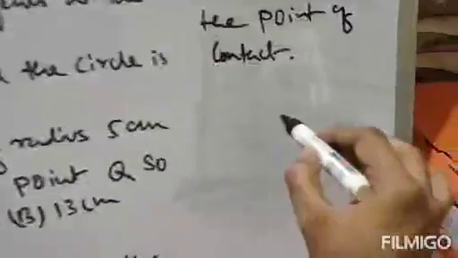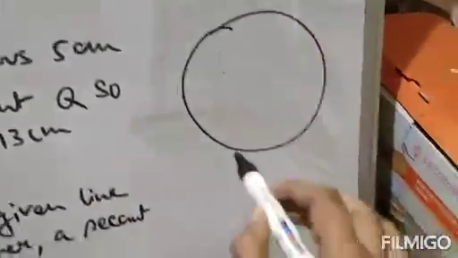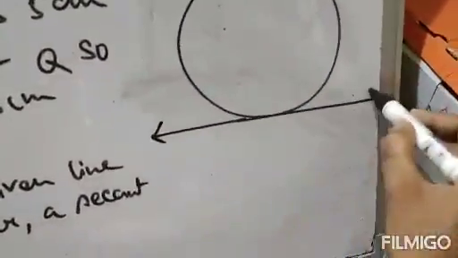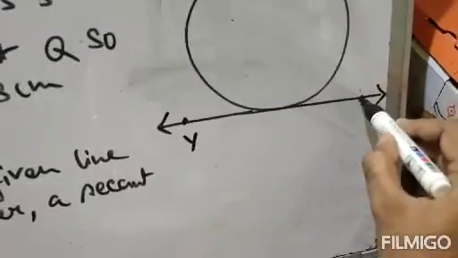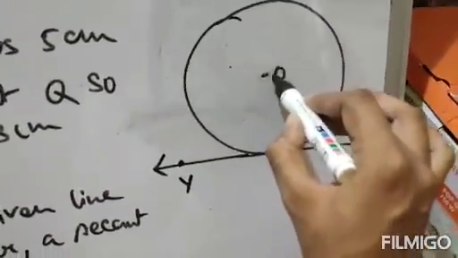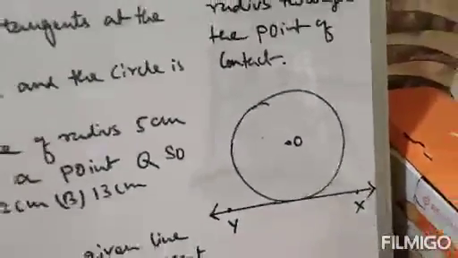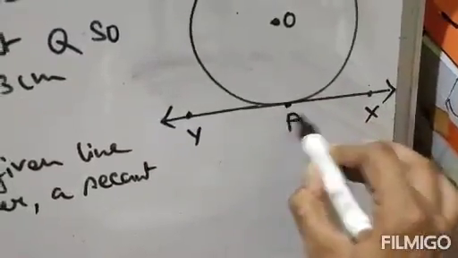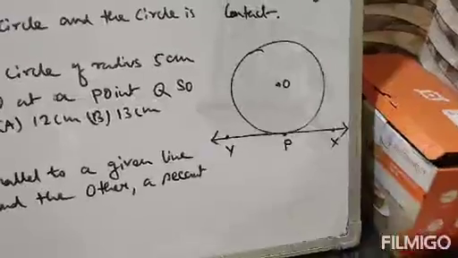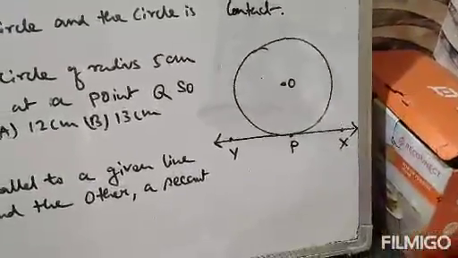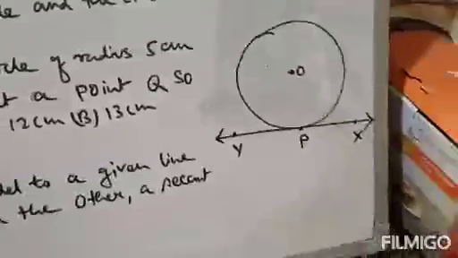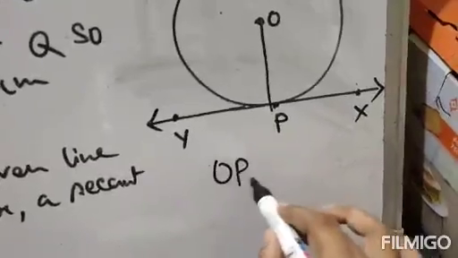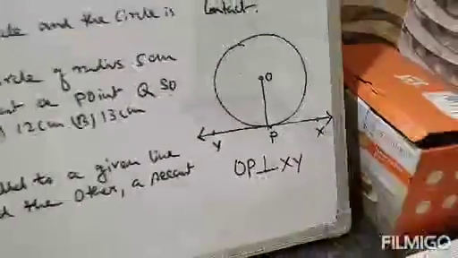That means if suppose this is the circle, and this is the tangent, with points X and Y, and this is the center of the circle O. If XY is the tangent drawn at point P, that means P is the point of contact, the common point, and O is the center of the circle, then by this theorem we can say that OP is perpendicular to XY.